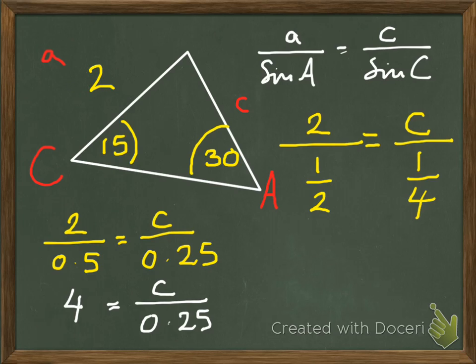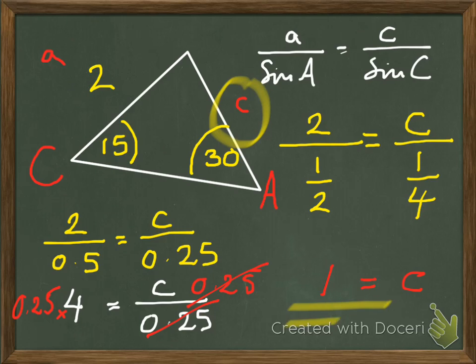Well, I must multiply the top by 0.25, and whatever I do to one side of the equation I must do to the other. So that becomes 0.25, sorry, it's a bit of a squeeze here, times 4. Well, 0.25 divided by 0.25 is 1, so I end up with C, and that equals 0.25 times 4, which is 1. So that means that that length C there is 1, and that's all there is to it.